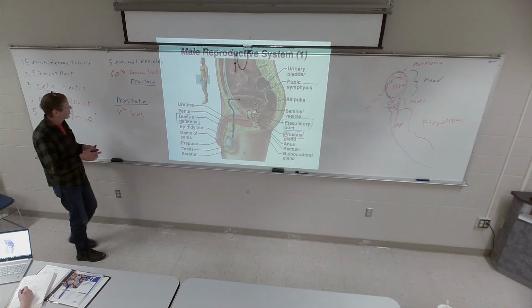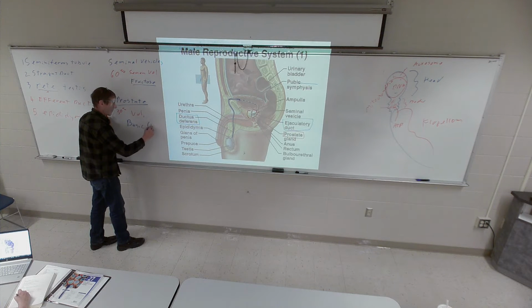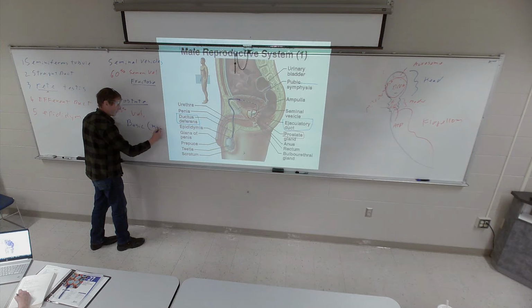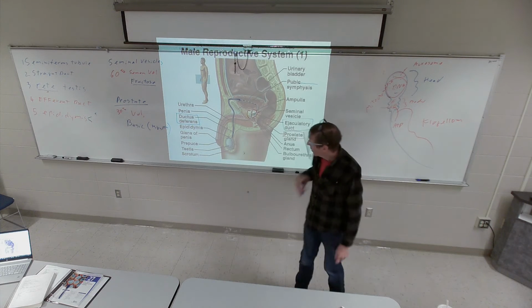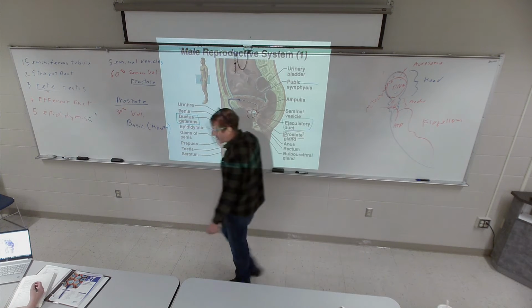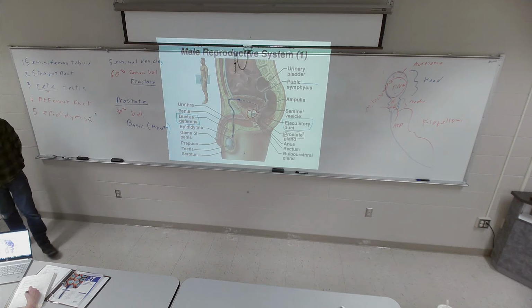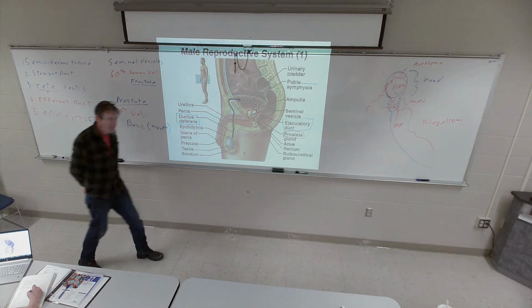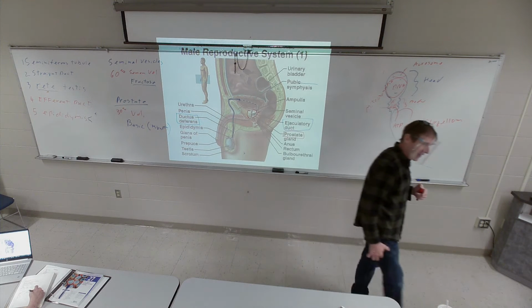But one of the interesting aspects of prostatic secretions is that they're very basic, with a high pH. Normal body fluid is like 7 point something, 7.4, but this is quite a bit more basic than that. Why would you have basic secretion from the prostate gland? Well, it's because of the female reproductive tract.